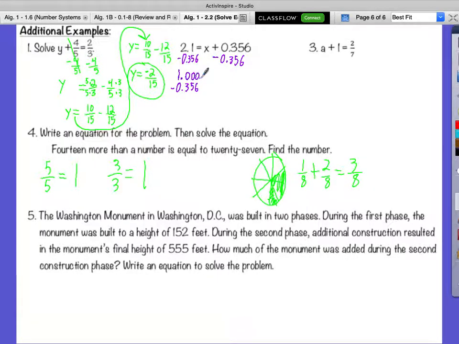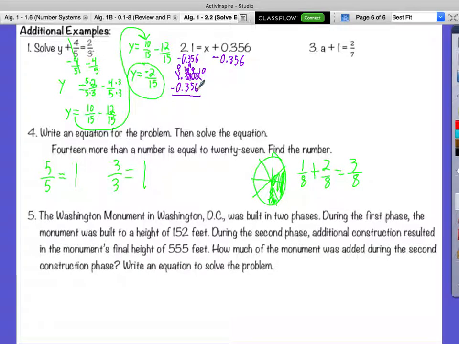So 1.000 minus 0.356. Wait, 0 minus 6. What do we have to do there? Borrow. We can't borrow from the 0, we gotta borrow from this 1. 1 becomes 0. What's this 0 become? 10. What's that 10 become now? 9. What's this 0 become? 10. What did this 10 become now? 9. And what's this last 0 become? 10. We did a lot of borrowing there, because we had to get all the way over to the right.